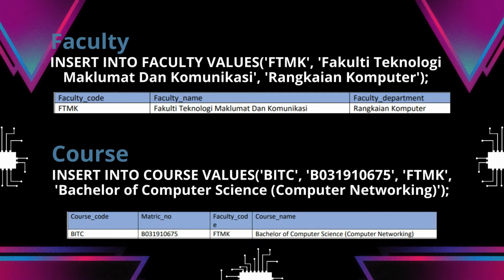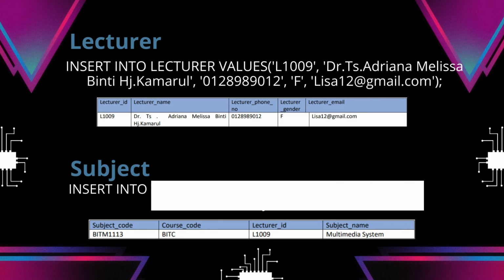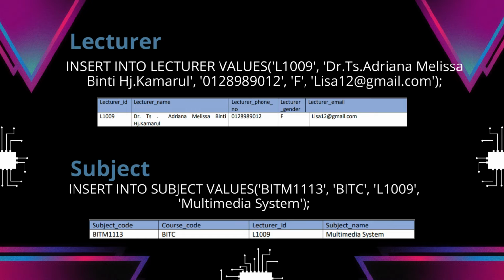Next, faculty. We insert into faculty under attributes faculty code, which is FTMK, faculty name, Fakulti Teknologi Maklumat dan Komunikasi, and faculty department, Rangkaian Komputer. Then course, we insert into course under attributes course code, matric number, faculty code, and course name. The next entity will be lecturer.